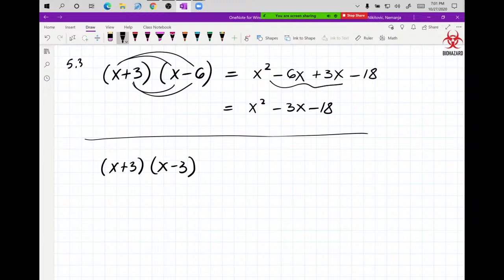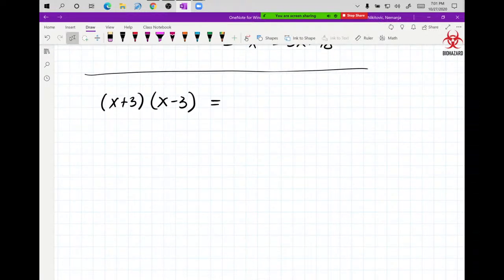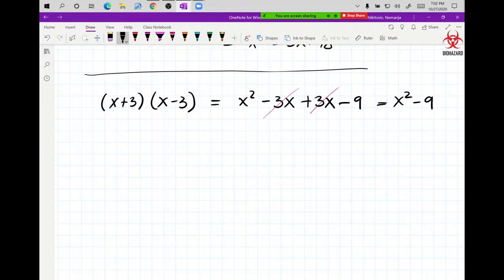It's a special product because why? Because they look the same, they have the same terms, x and a 3, and then the sign is opposite. But we'll put that in a formula, it will be clear. X times x is x squared, then x times negative 3, that's negative 3x, then plus 3x, and then minus 9. These two cancel, and you get x squared minus 9, which is exactly what you said earlier.